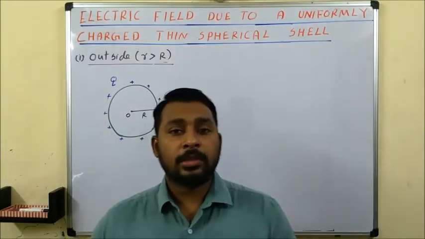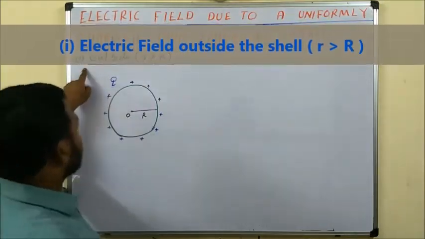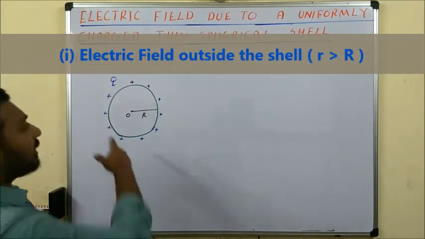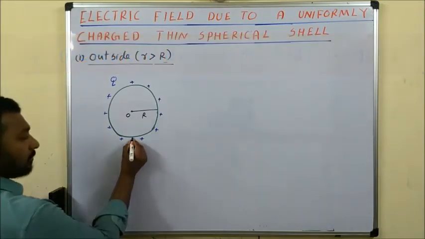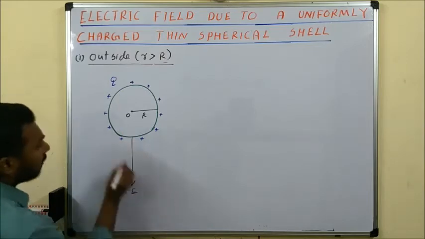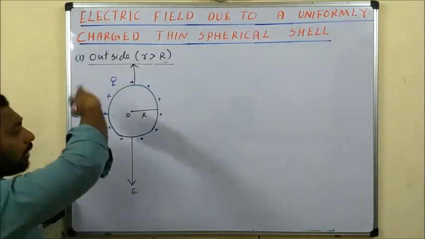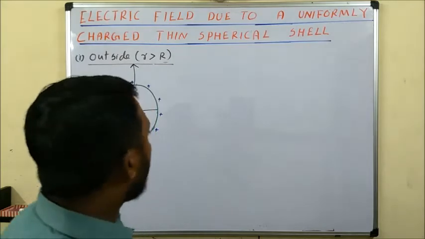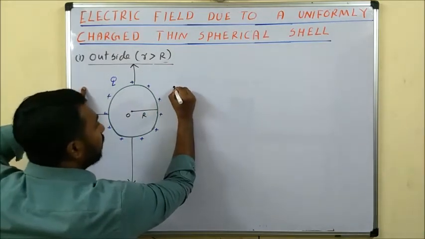Let us start with the point outside the shell. The first case is the electric field outside the shell. This is the shell, and we know the shape of the electric field lines: they are directed from the shell towards infinity. I am not going to draw each and every one, only some of them. All these are the electric field lines. I have to find the electric field outside the shell, so I randomly consider a point P here.